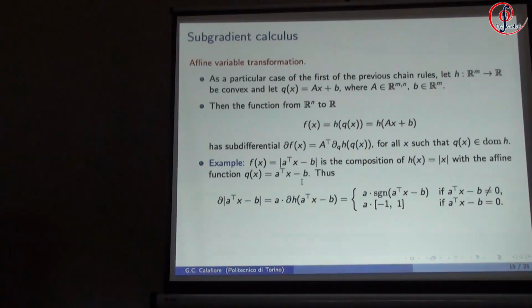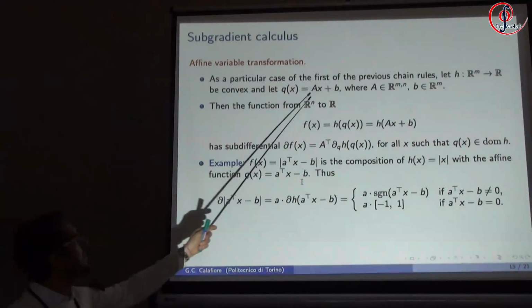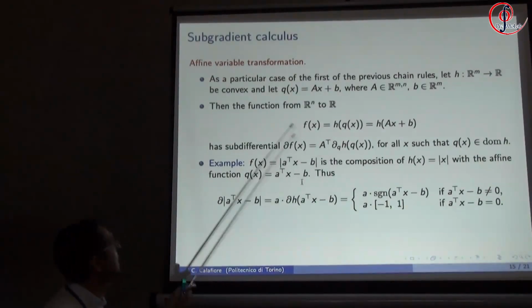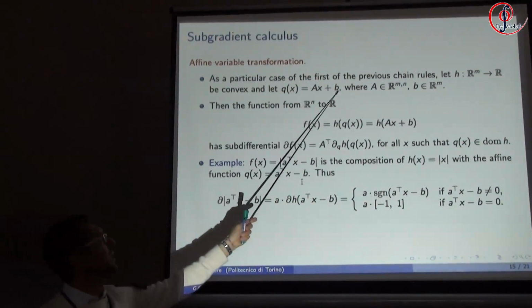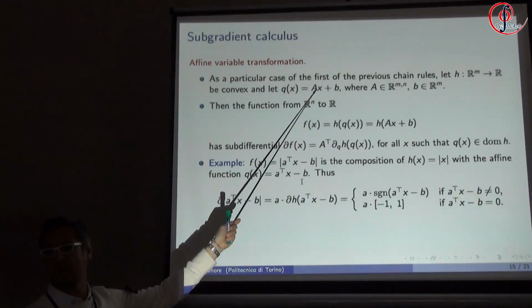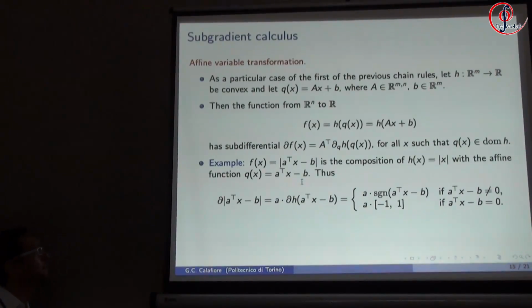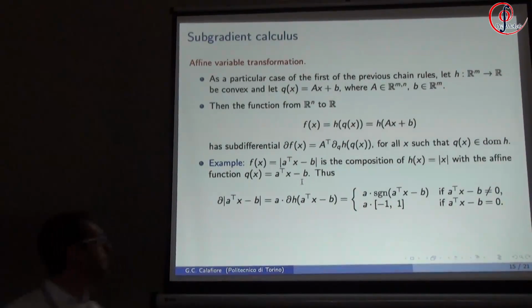And maybe one of the most important or easiest cases is when we have a linear transformation. So we have a function h from R^m to R, and this is composed with a function q, which is an affine transformation of x. So q of x is Ax plus b, and so f of x is h of Ax plus b.